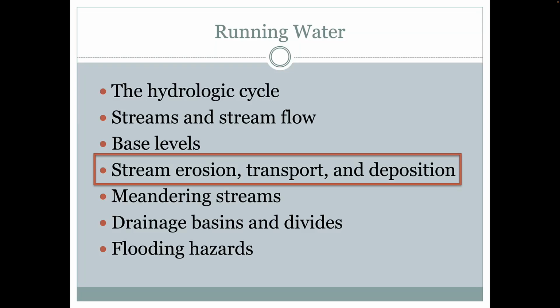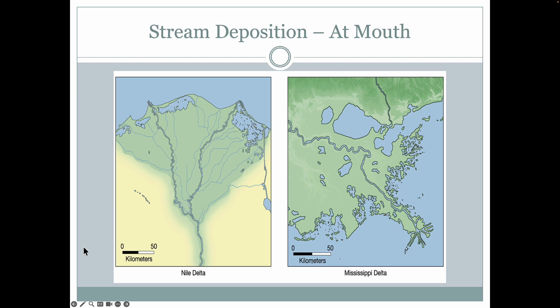Another reason that a stream deposits a lot of its load can be that it experiences some sort of rapid change in velocity, a decrease in velocity, where it's no longer able to carry material and it just deposits everything where that happens. And one place that this happens is when streams enter ultimate base level, when they flow out into the ocean or to the sea.